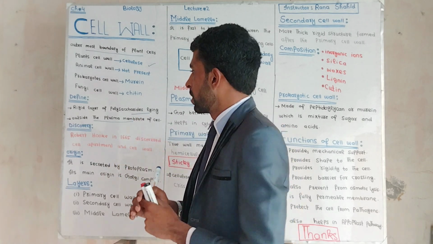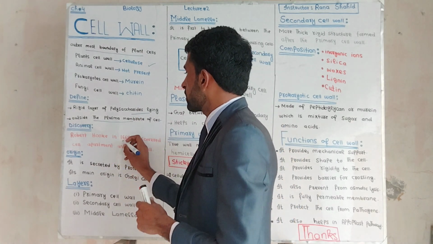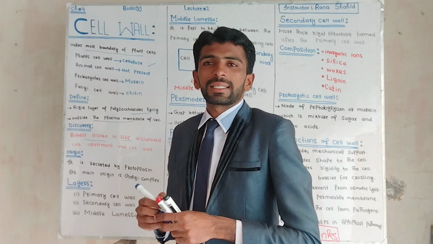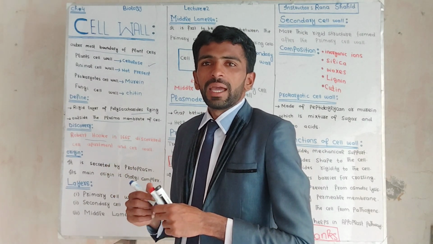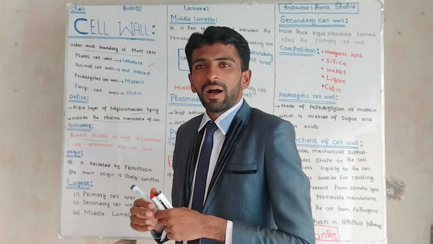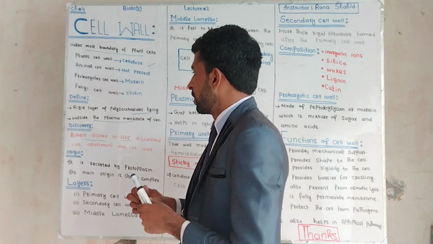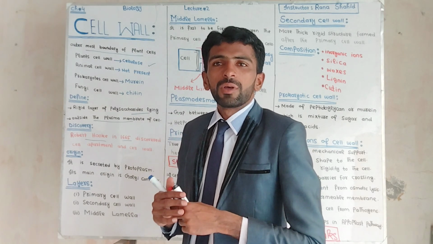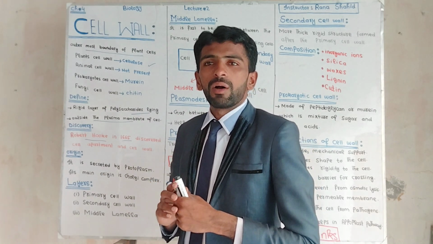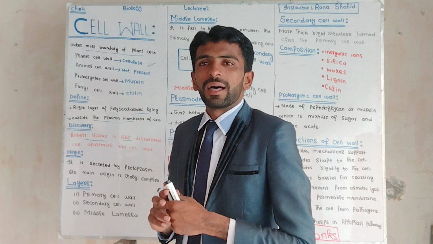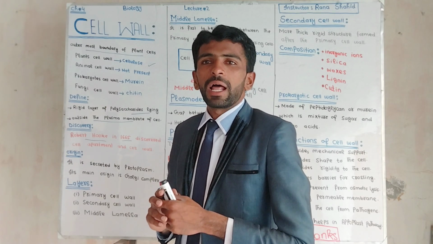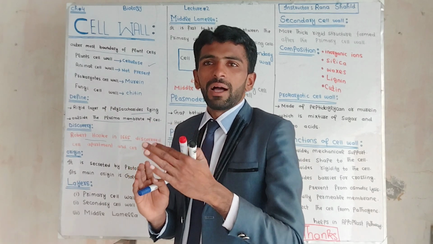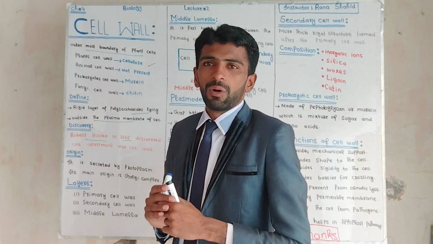plant cell. Discovery: in 1665, Robert Hooke first described the cell and its compartments, and also the cell wall. Origin: it is secreted by the protoplasm. Protoplasm is the combination of the nucleus and the cytoplasm. Its main origin is the Golgi apparatus or Golgi complex.